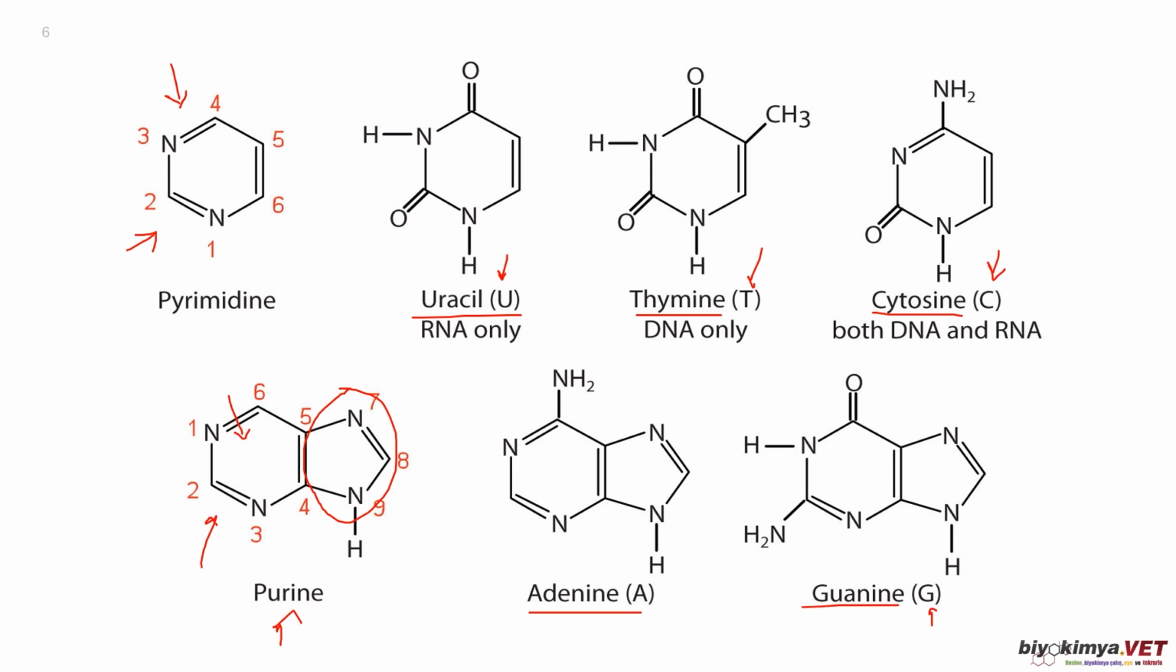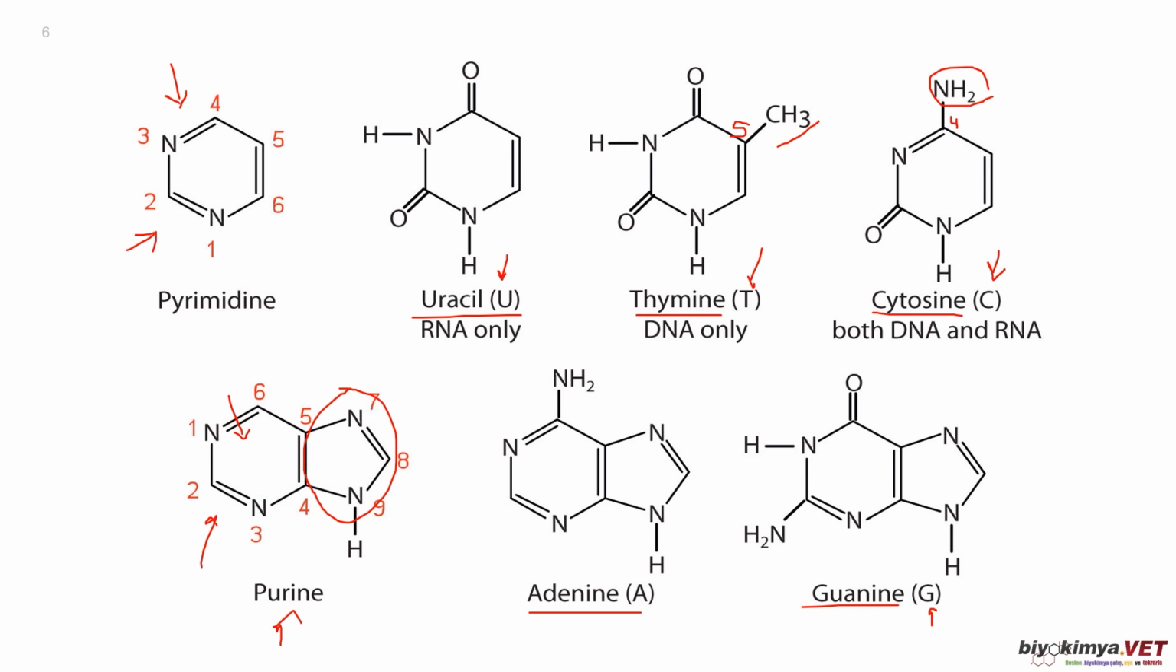Let's look at the differences between the pyrimidine bases. And as you see, the thymine pyrimidine base carries a methyl group at the fifth carbon. But in the uracil, as you see, there is no methyl group at the fifth carbon atom. In the cytosine, at the fourth carbon atom, it carries an amino group, as you see here. These are the differences between pyrimidine bases.